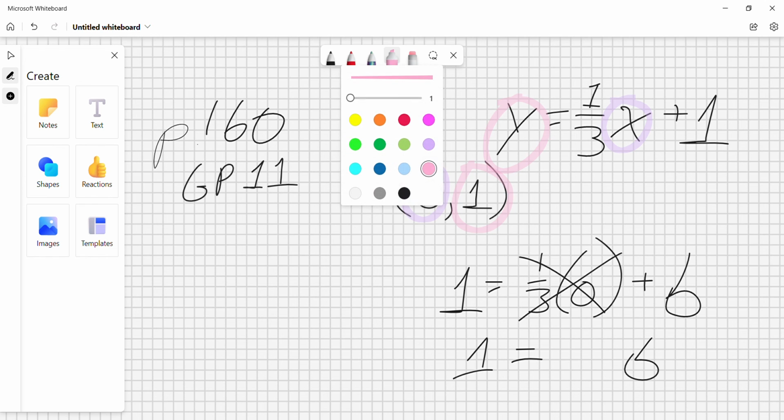Aha, there you have it. So our equation, and the correct answer, is y equals 1/3 x plus 1. That is the answer to the question: write an equation for the line.